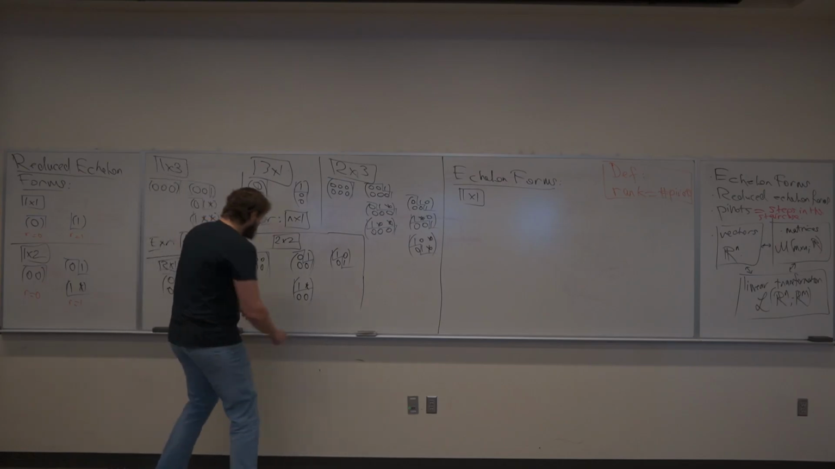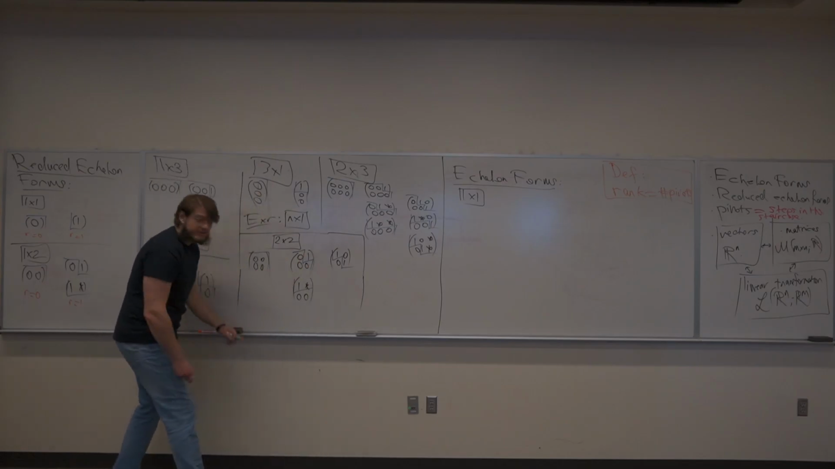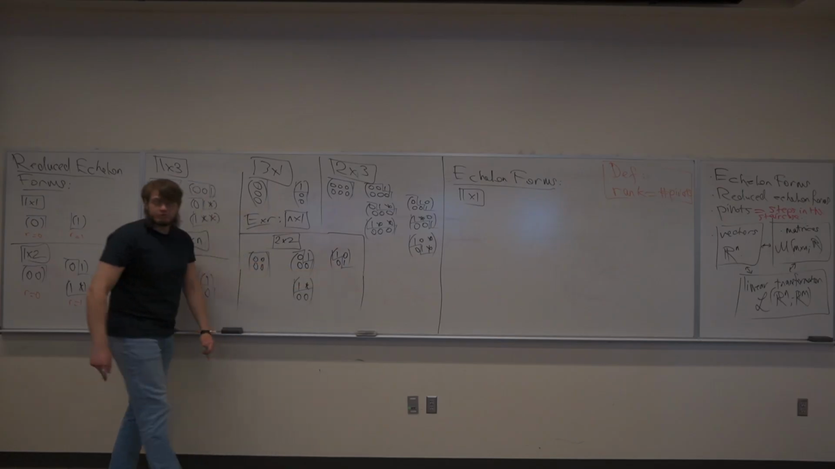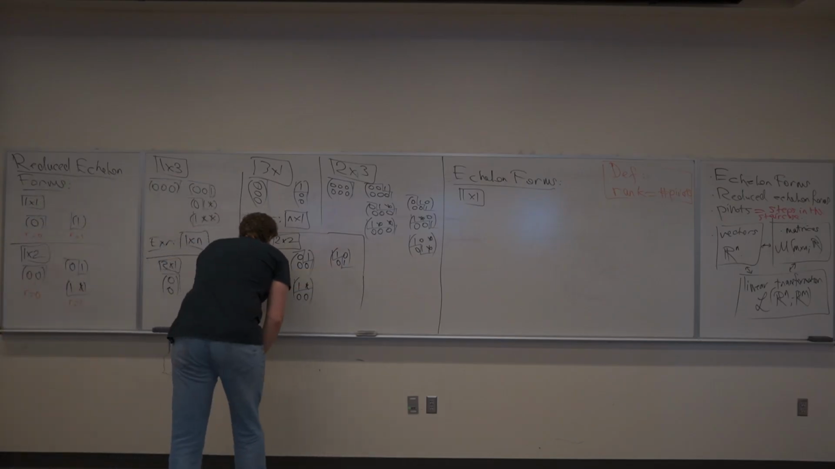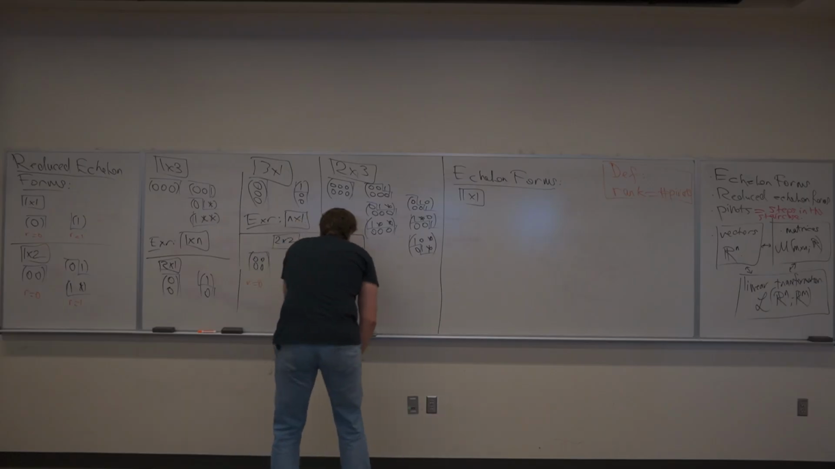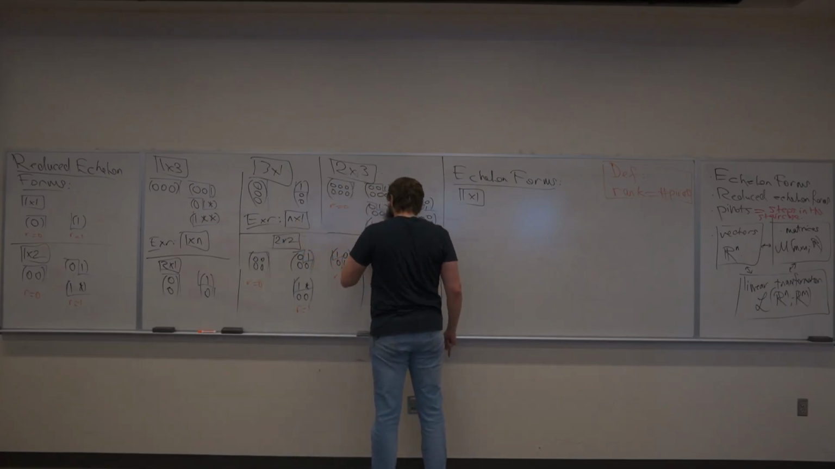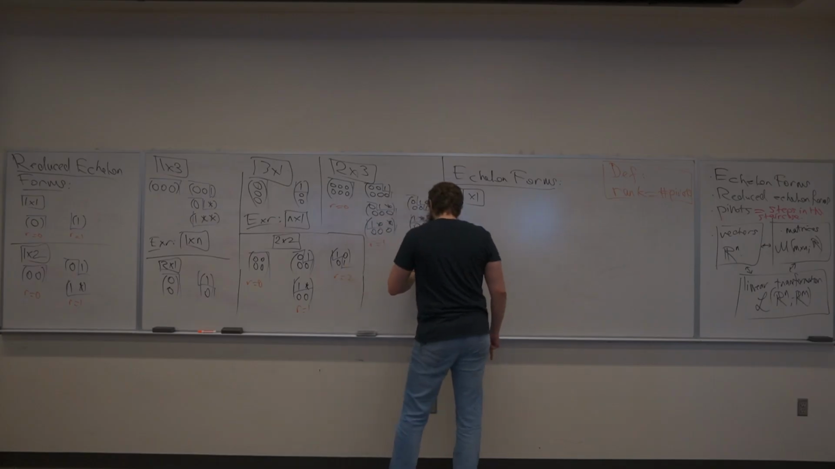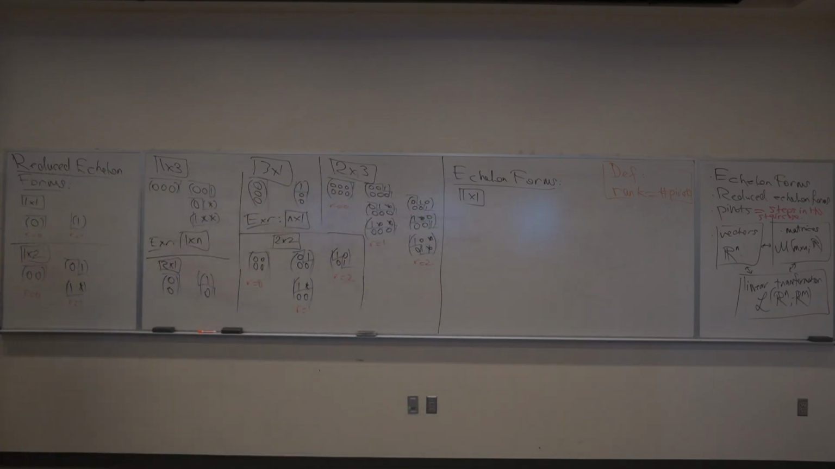Okay? So now you see, this time R equals 0. For these two, R equals 1. For this, R equals 2. And here, again, R equals 0, R equals 1, R equals 2. Any comments or questions about this?